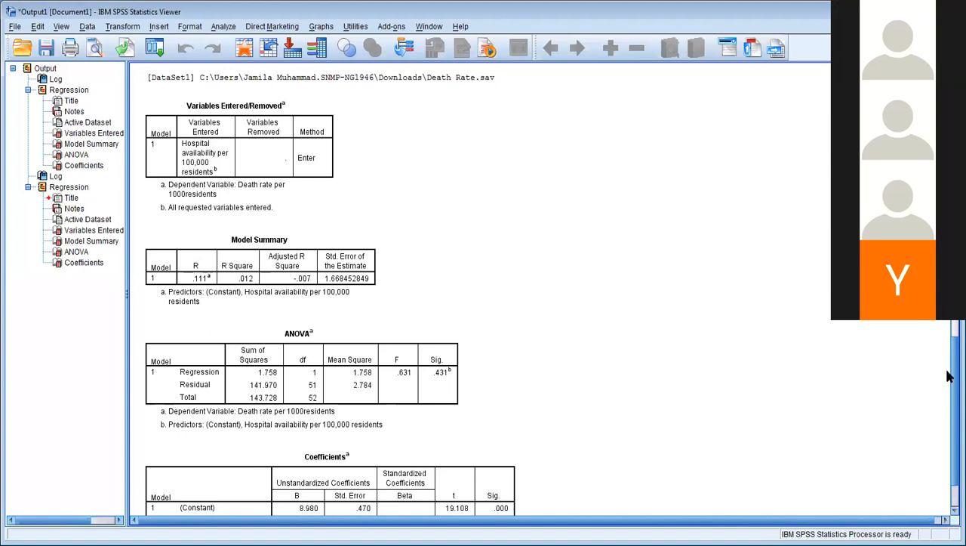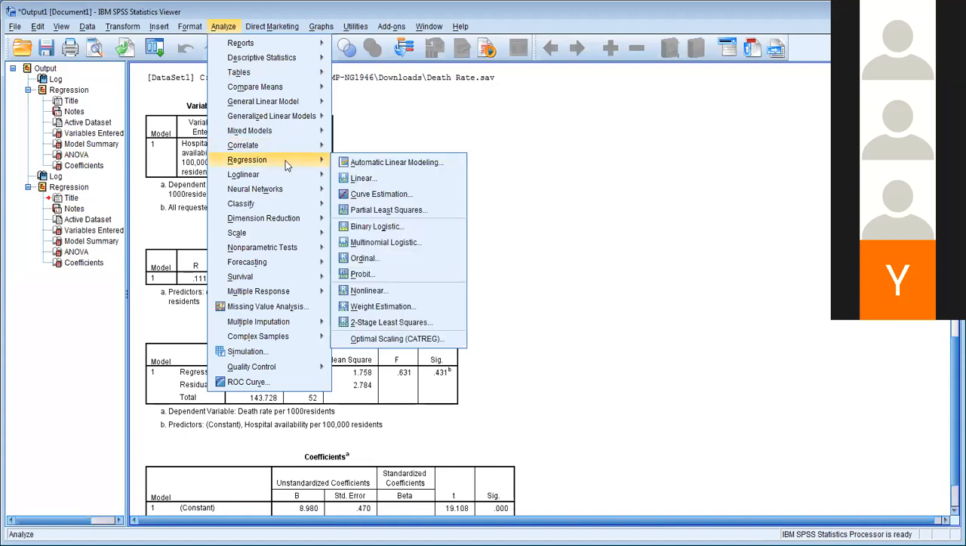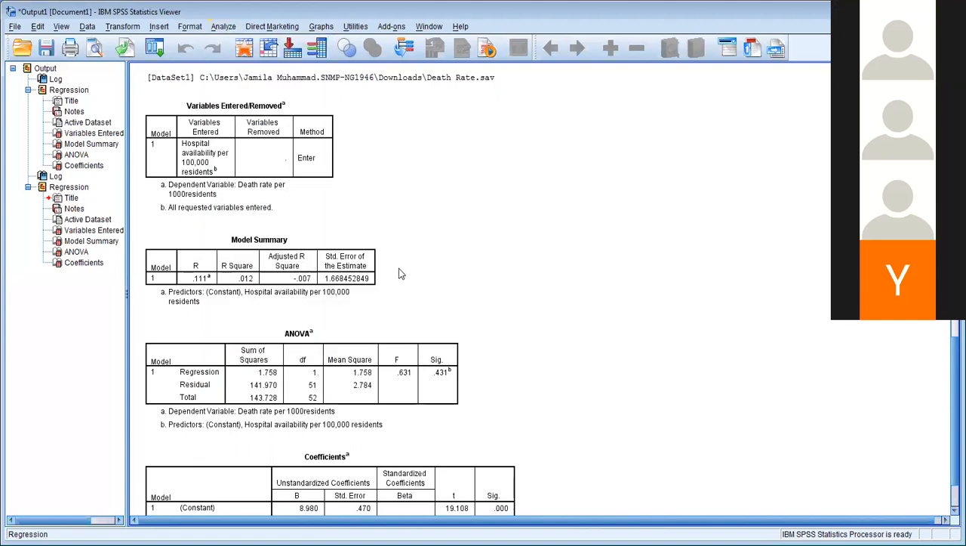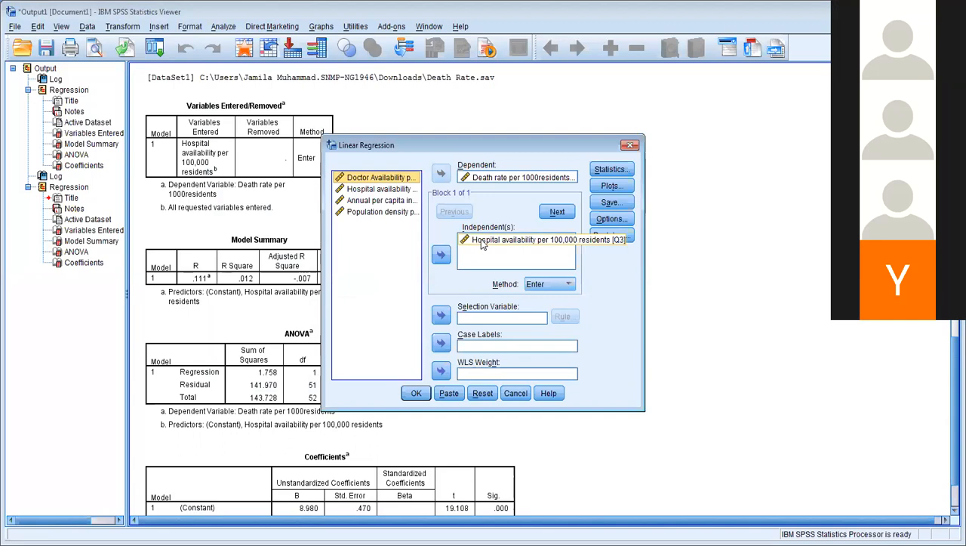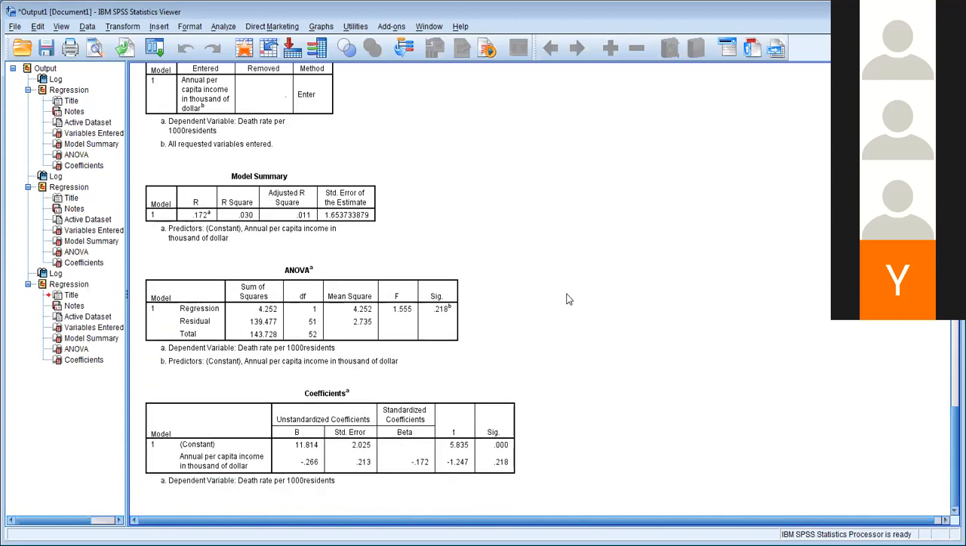Okay, go and analyze again. Linear. Remove hospital availability and put annual per capita income. It is 3%. This one is better.